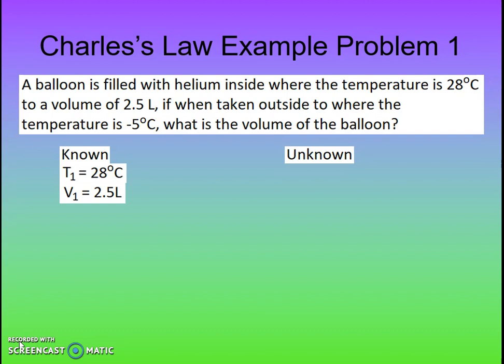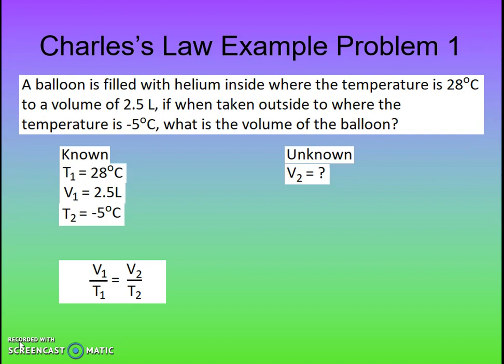Again, make sure they match up. If you'd called those T2 and V2, that would have worked okay. But if you give them as the problem reads, it makes it a little bit easier to keep them together. So then we walk outside, so our second set of conditions is now T2 is -5 degrees Celsius. And then lastly, what is the volume of the balloon? That's our unknown. So we have two temperatures, two volumes, so now we're going to use Charles' law.